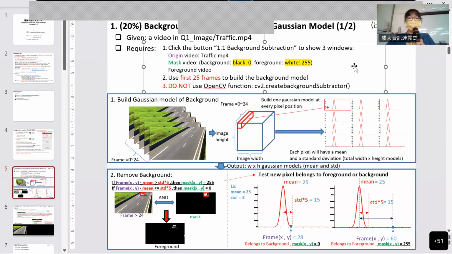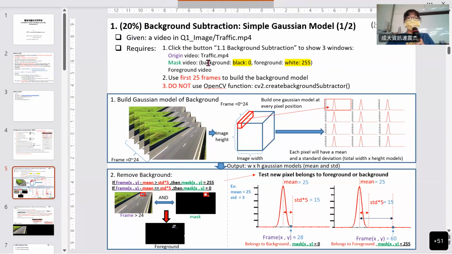Question 1 is about the background subtractor. I will give you a video named traffic, and what you are required to do is click a button and show 3 windows. First one is the origin video, and second one is the mask video, set background to black and foreground to white. Third one is the foreground video. 2, use the first 25 frames to build the background model. 3, do not use any OpenCV function like cv to create a background subtractor.